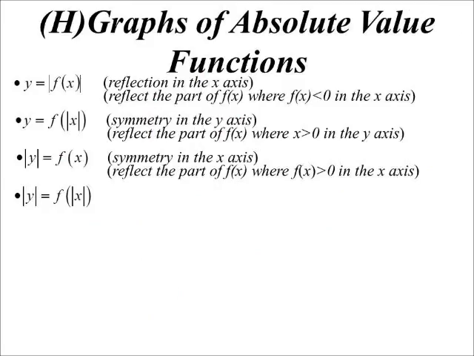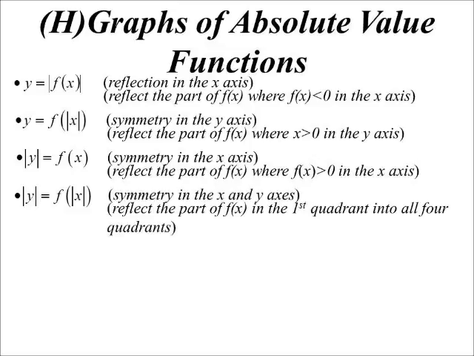How about absolute value of y is equal to function absolute value x? Okay. It's got symmetry in both the x and the y axes because we're absoluting both the x and the y. Okay. Reflect. It's basically the first quadrant gets reflected into all 4. Because we can only use positive numbers. We're absoluting x and we're absoluting y. So we can't have negative x's, we can't have negative y's. It's the first quadrant. Whatever is in the first quadrant gets reflected into all 4.